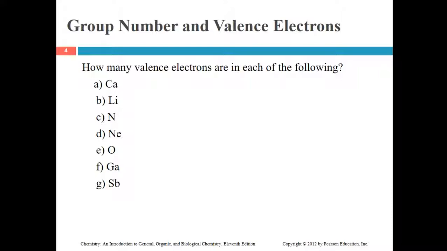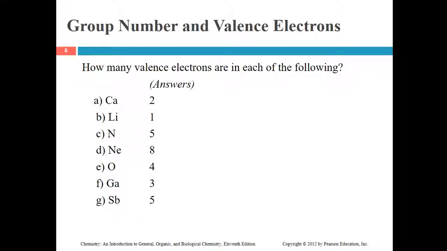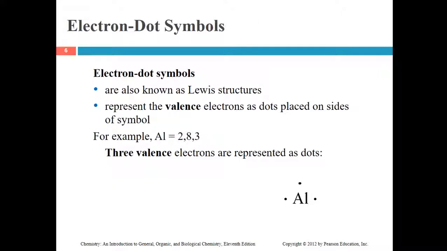So, let's go ahead. Calcium. When we look at calcium, calcium is in the 2A group in the second family, so that means it has 2 valence electrons. All right, press pause and see if you can do the rest of these. Okay, so when you look at the periodic table, lithium's in the first family, so 1 valence electron. Nitrogen is over there in group 5A, so 5, etc., etc.